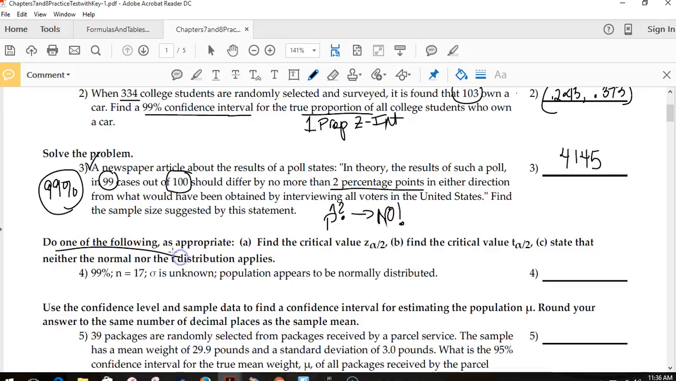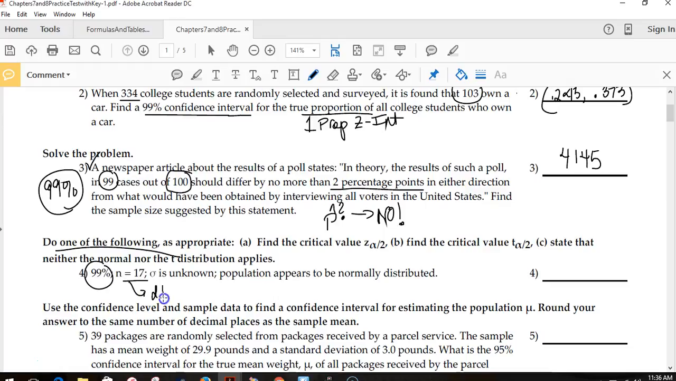Do one of the following as needed. Find the critical z, find the critical t, and then state whether you're going to use the normal distribution, so the z's, or you're going to use the t. So I got a 99%. That's not terribly important as far as whether or not you're going to use a t or a z. That just tells you where to look on your chart. N is 17, so for the normal distribution, if something's normally distributed, we would just use a 17.